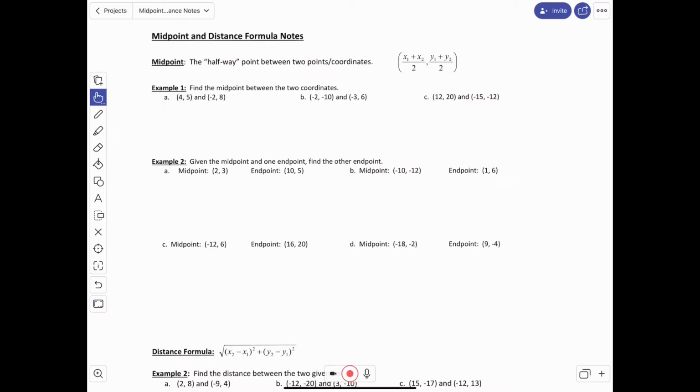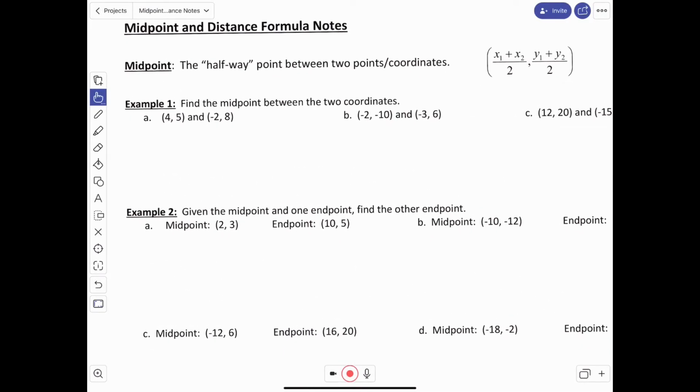So you're going to add your x's together, divide by 2. You're going to add your y's together, divide by 2. So in our first example, let's make this a little bit bigger. In your first example, you've got your x1 and y1, and you've got your x2 and y2 coordinates. So it's like you've got your first set of coordinates, and you've got your second set of coordinates.